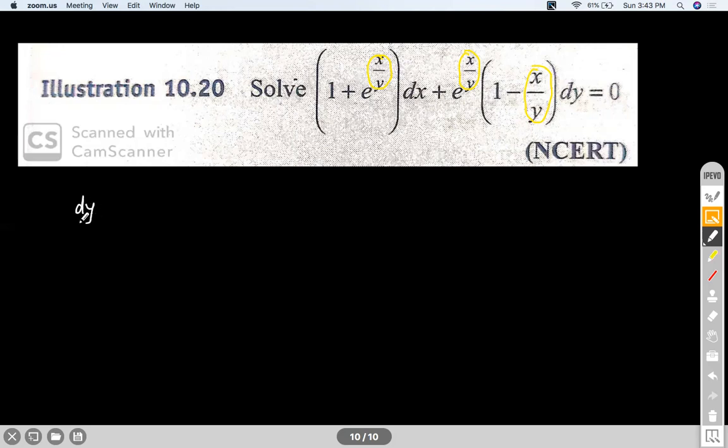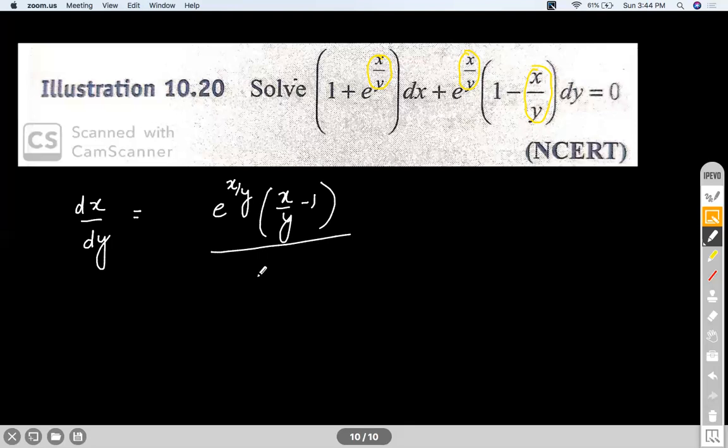So here if I write dx by dy, we write it as e to the power x by y minus 1 divided by 1 plus e to the power x by y. So we can here say conveniently that these all terms are of 0 degree, right? This entire term in combination is a 0 degree term. So this itself is a function.